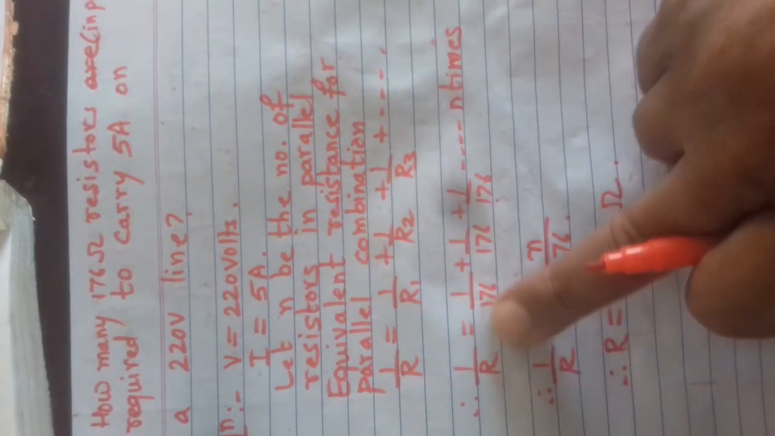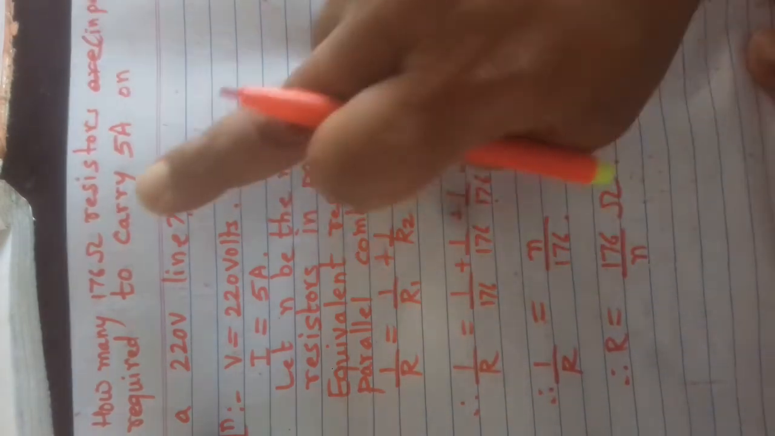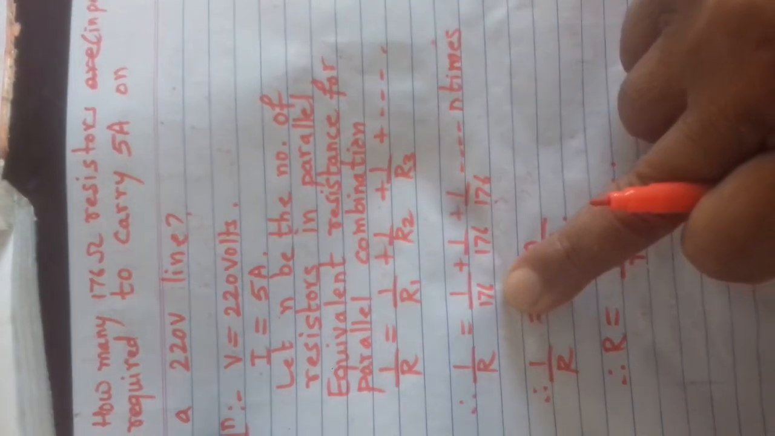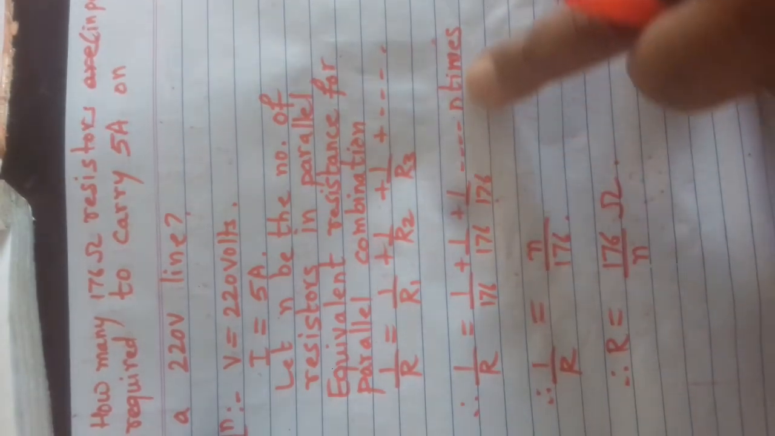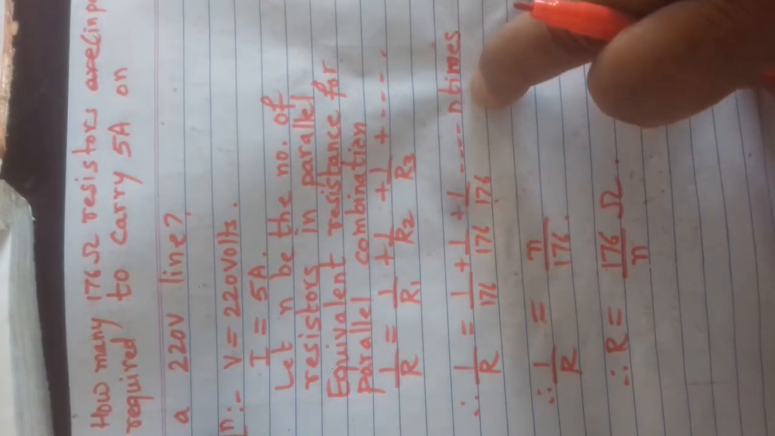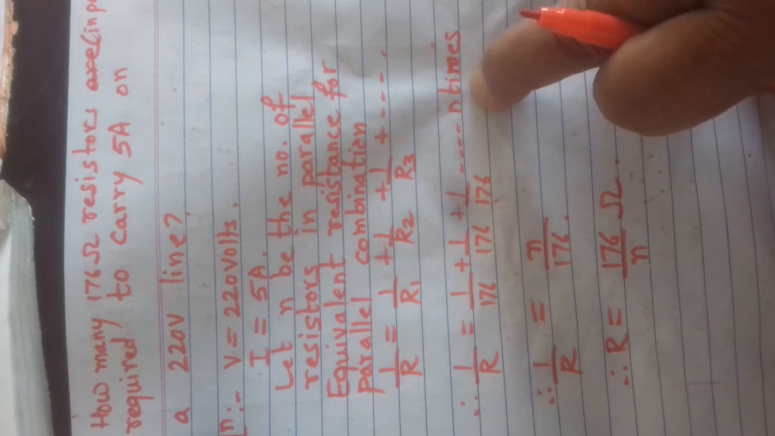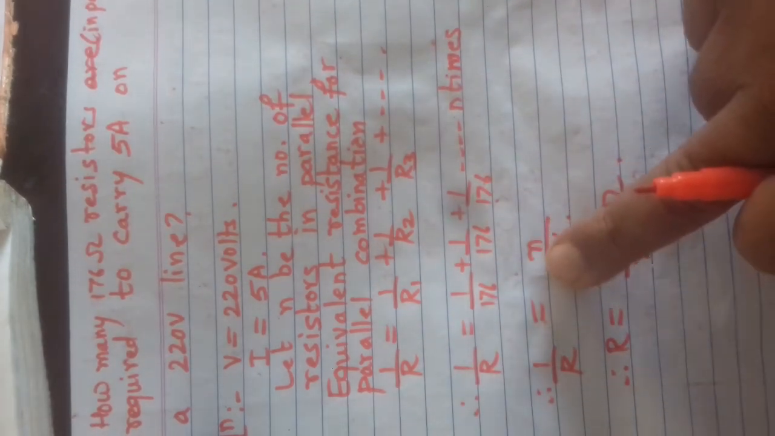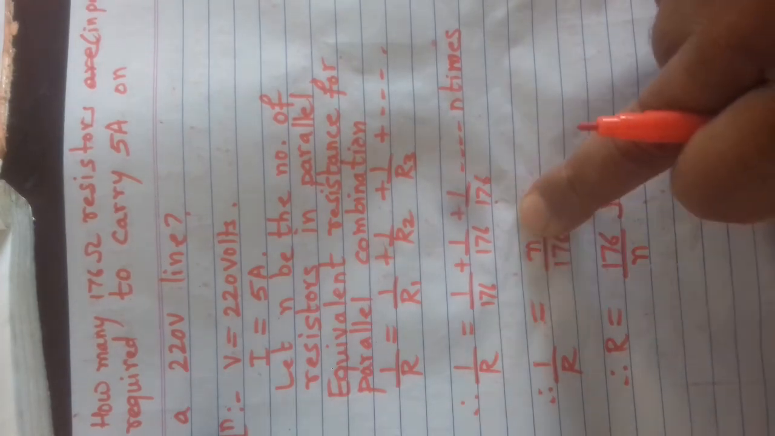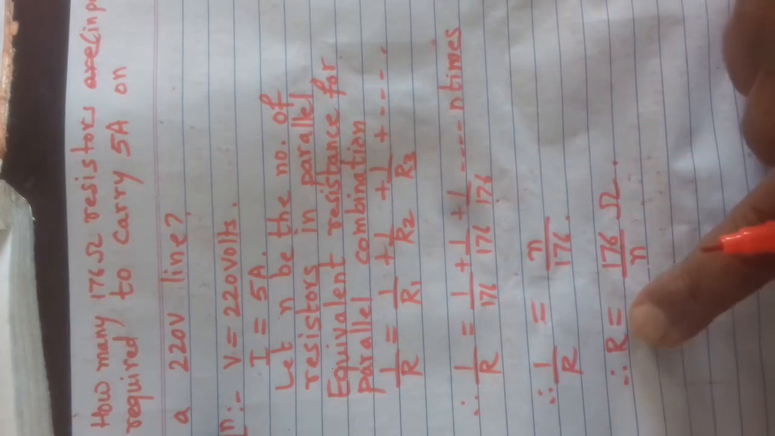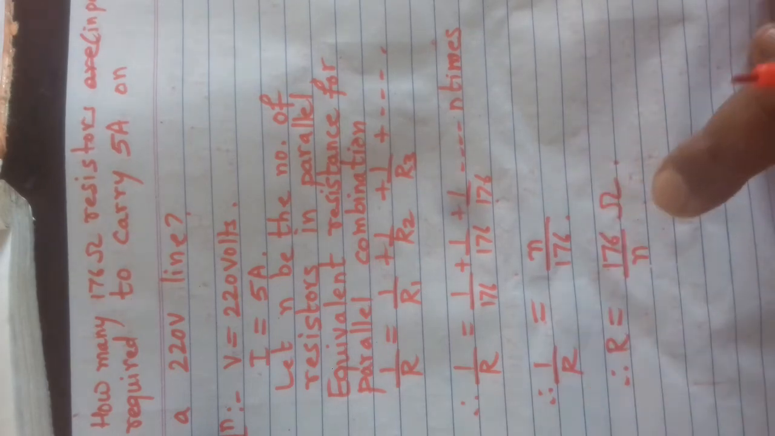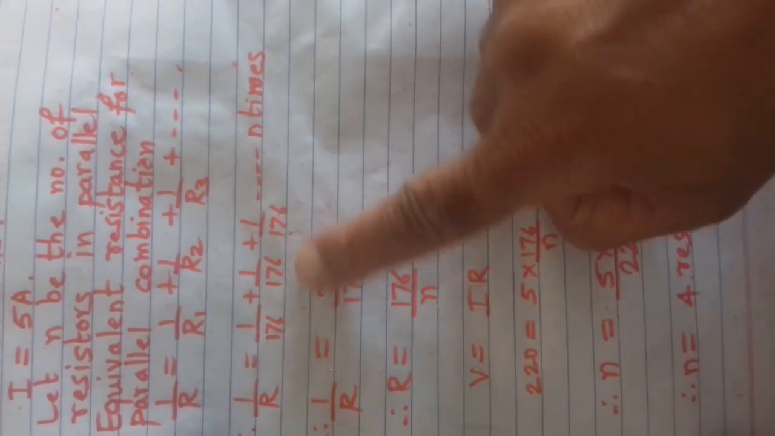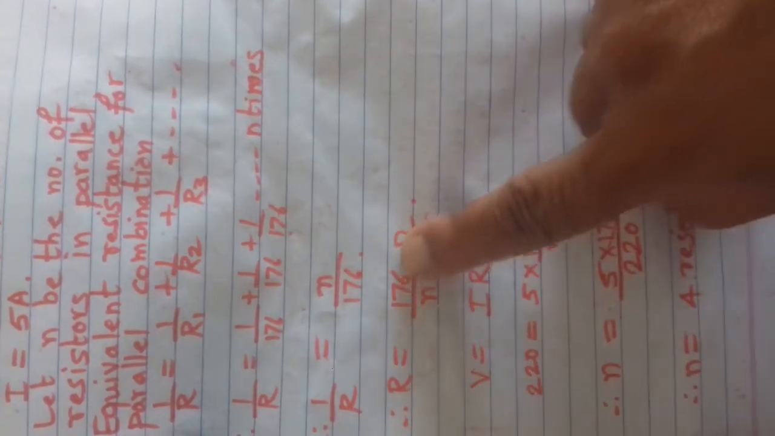So for this, 1 by R is equal to, each resistance is how much? 176 ohms. So 1 upon 176 plus 1 upon 176 and so on N times, because we have considered the number of resistors in parallel to be N. So it becomes 1 into N upon 176, or N upon 176. So R becomes equal to 176 upon N.